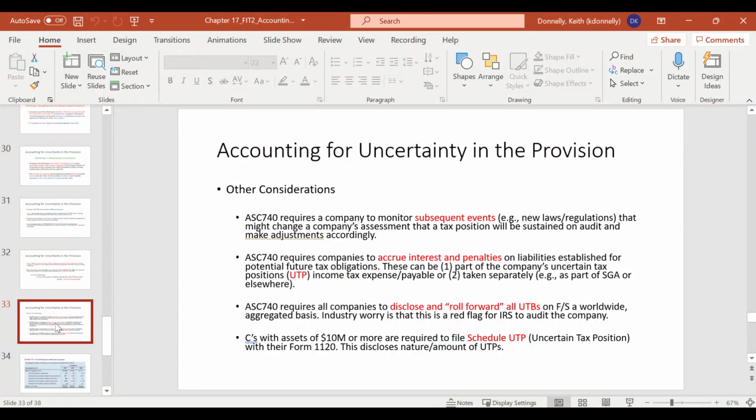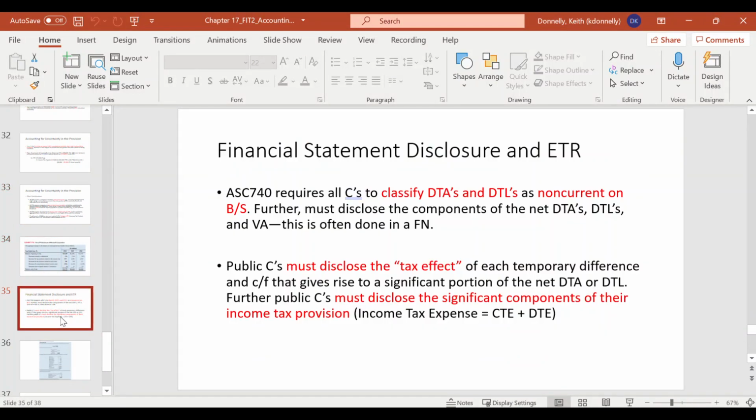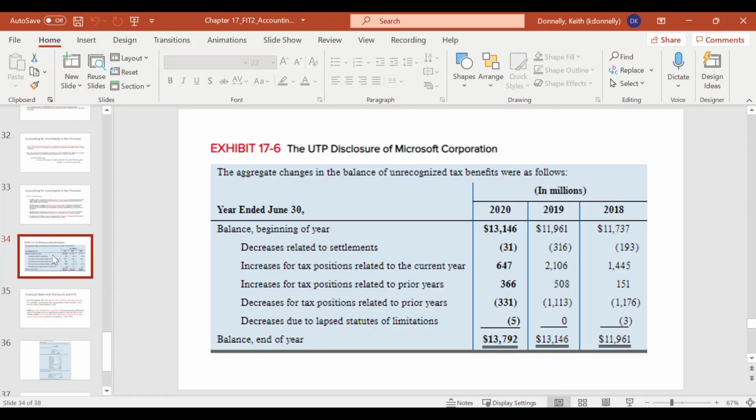Likewise, we have to accrue interest and penalties on liabilities established for potential future tax obligations. So these can be on our uncertain tax positions or taken separately. We have to be aware of our unrecognized tax benefits. And then the other thing here is corporations with assets of 10 million or more are required to file a Schedule UTP, uncertain tax position, with their Form 1120. This discloses the nature and amount of the UTPs. So this right here is just showing us the unrecognized tax benefits from 2018 to 2019 to 2020.